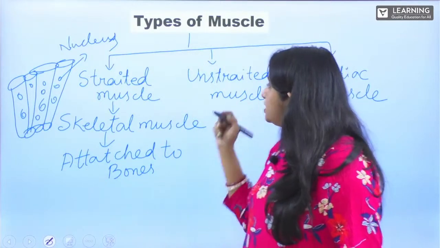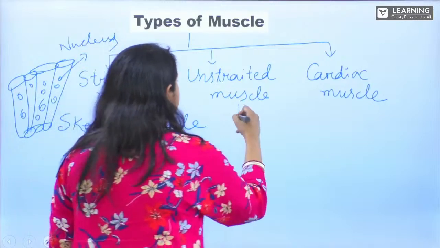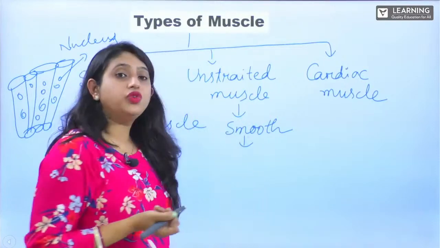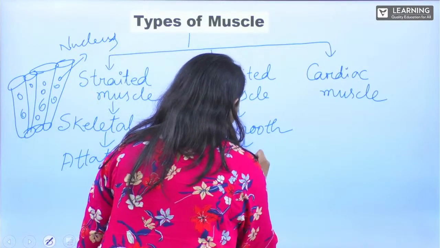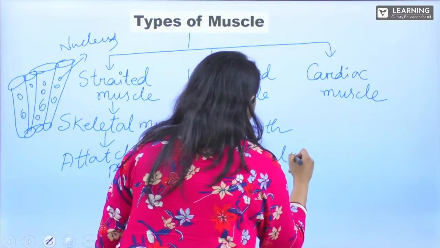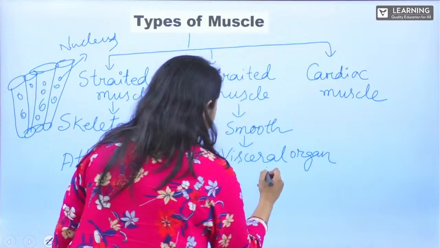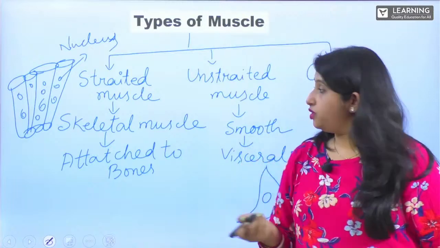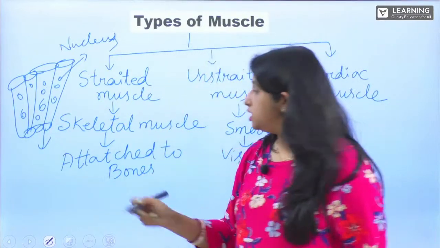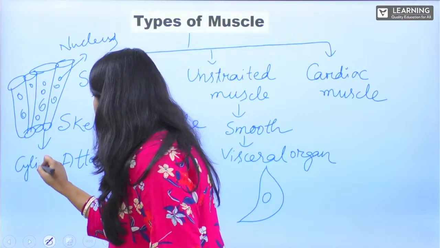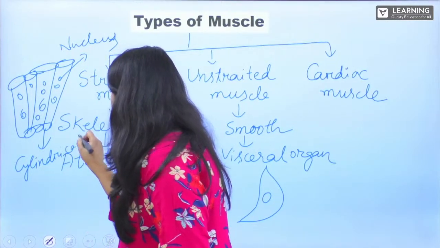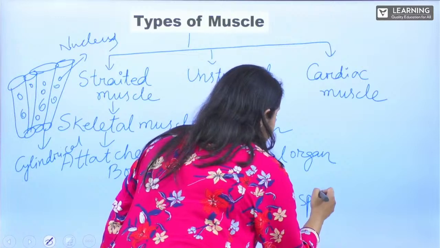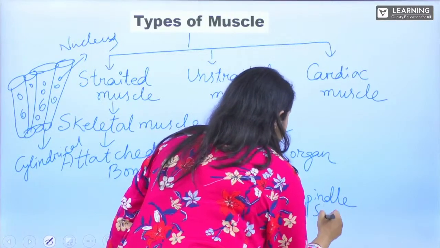So yes, next is unstriated muscles. Unstriated muscles are also known as smooth muscle. Where are they present? They are present in the visceral organs. And their shape is like this. They are spindle shaped, whereas this is cylindrical in shape. This is cylindrical in shape, whereas this is spindle in shape.